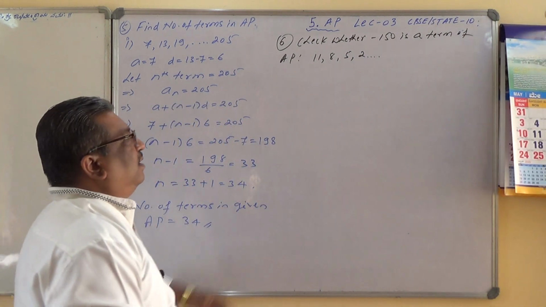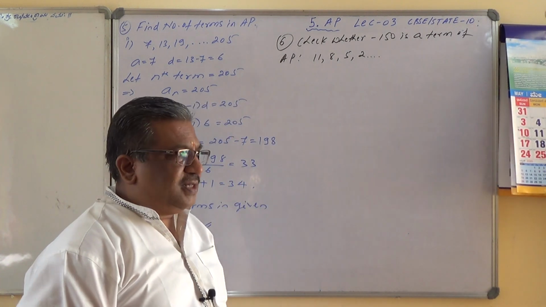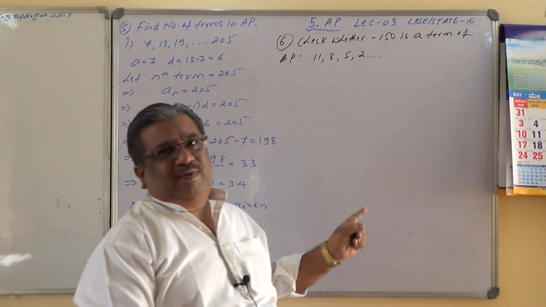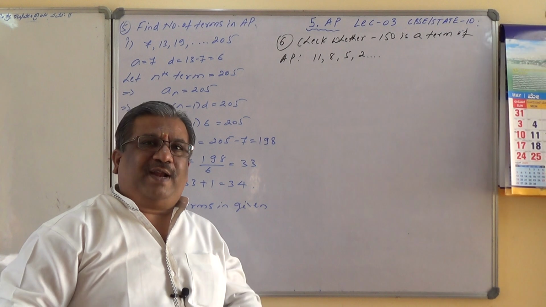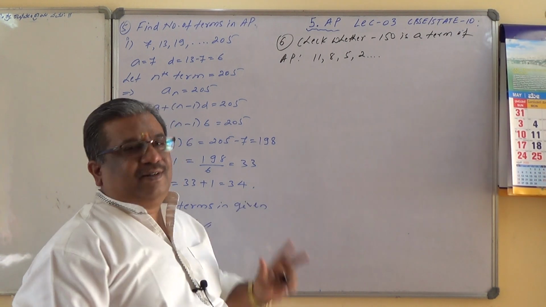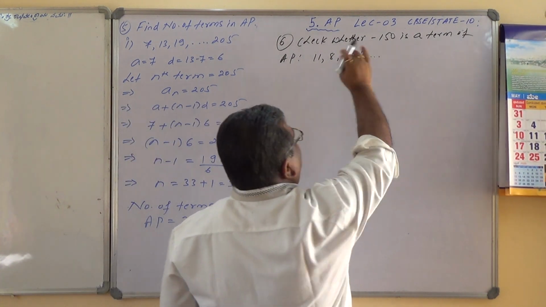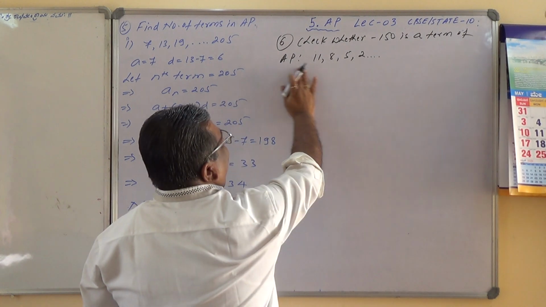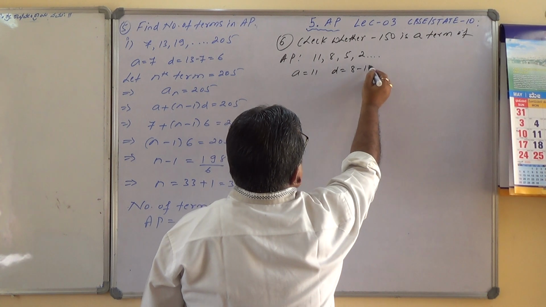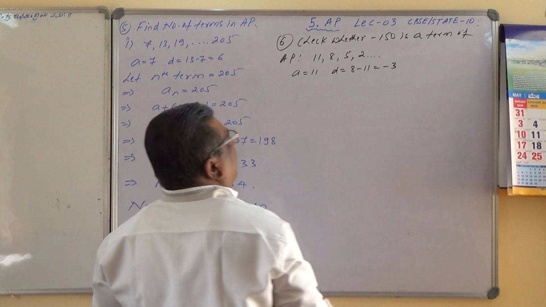So how to do it here? You assume the nth term to be minus 150 and calculate n. If n is a natural number, minus 150 is a term. If n is a fraction, then it is not a term. If n is negative, then also it is not a term. So the question is to check whether minus 150 is a term of this AP. Given AP: a equals 11, d equals 8 minus 11, which is minus 3.